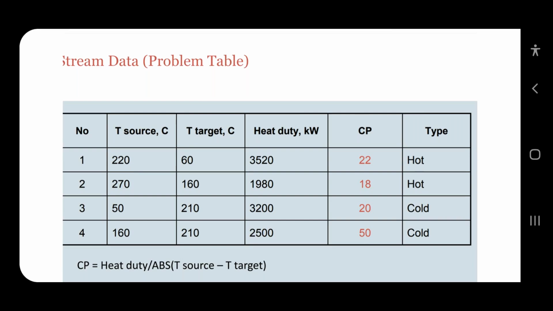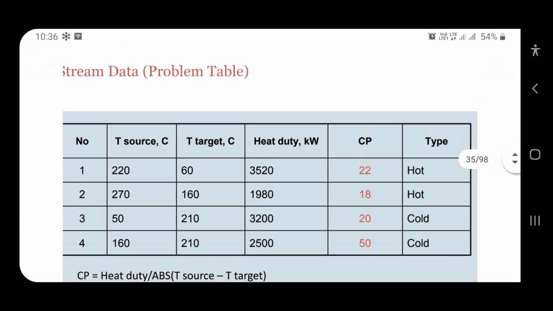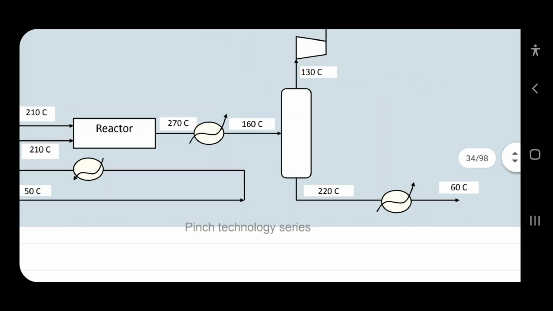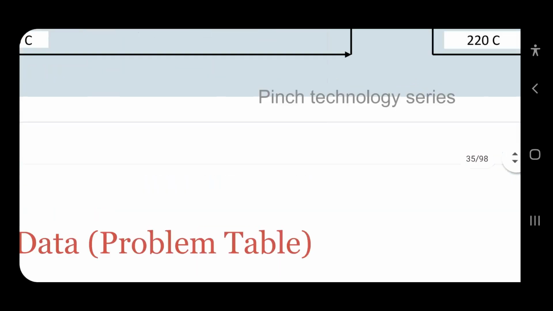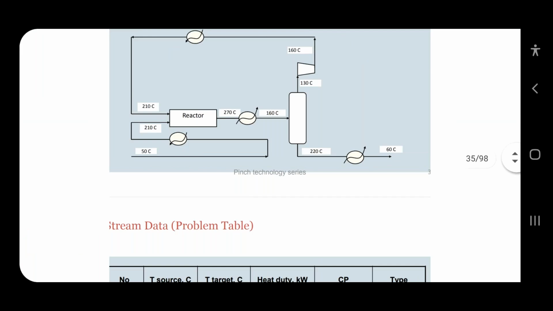Here it is the same. There are two hot streams, 220 to 60. Have a look, 220 to 60 at the reboiler section. Have a look here, you will get 220 to 60. That is higher to lower for a hot stream. Then again, the second hot stream is 270 to 160. Here it is 270 to 160.